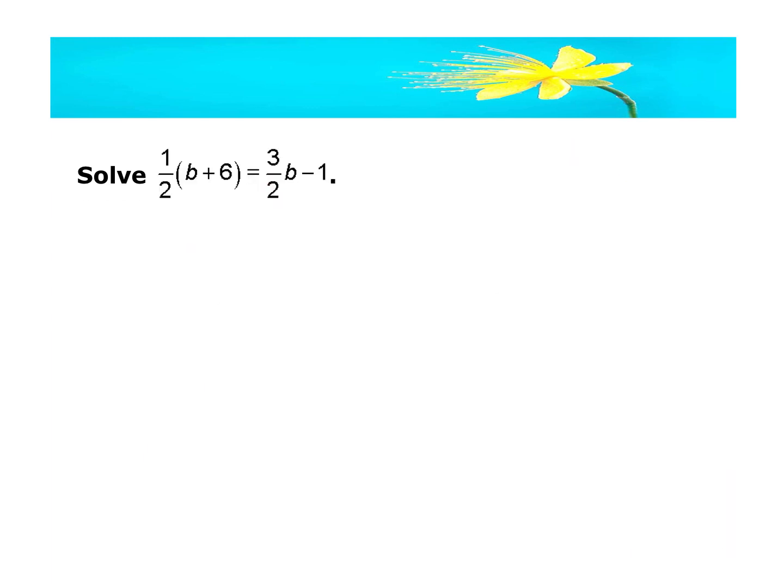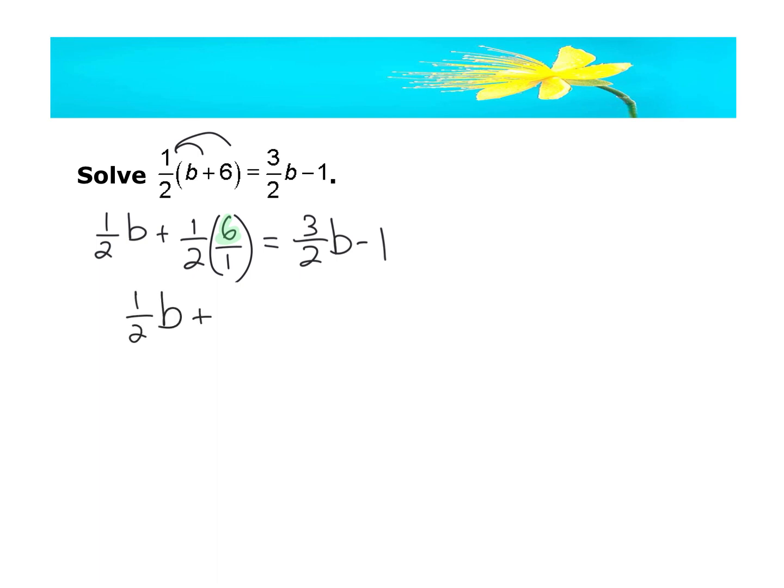So for this one, we're going to distribute this 1/2 to both of them. Again, please don't be afraid of fractions. They are your friends, and I promise you they work out. So it's going to be 1/2 times b, so 1/2 b, plus 1/2 times 6 equals 3 over 2b minus 1. Now this 6 right here, I'm going to make it an over 1, so it's easier to multiply with that fraction. So you're going to have 1/2 b plus 6 over 2 equals 3 over 2b minus 1.